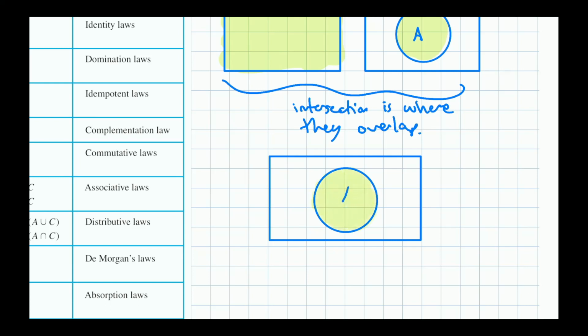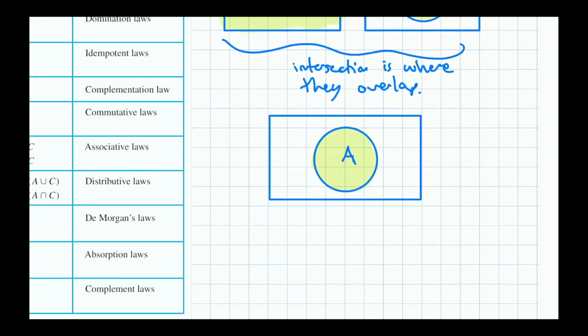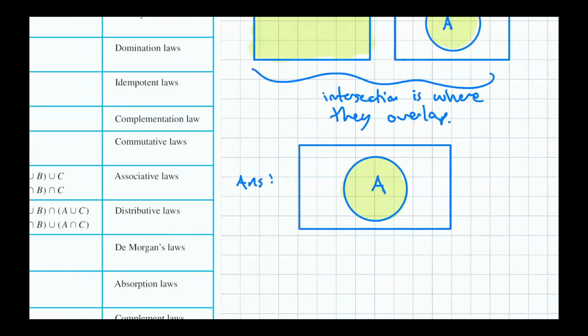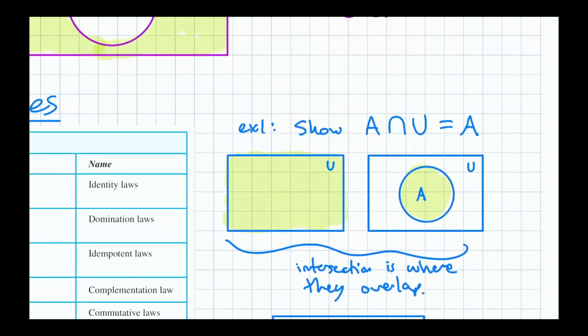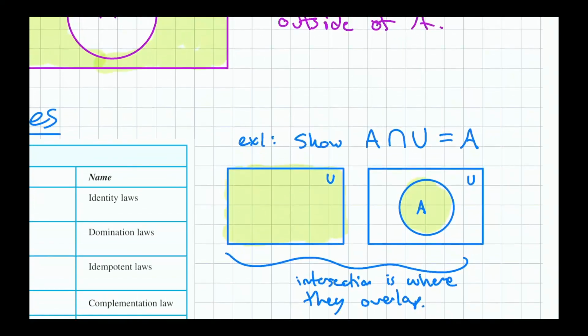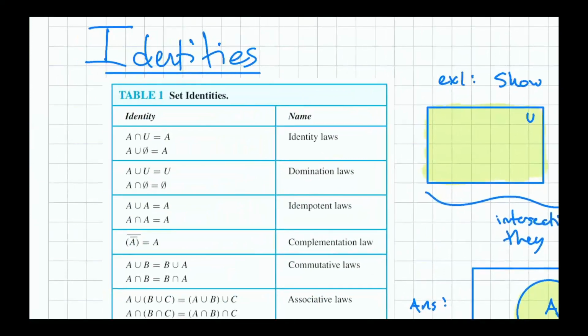So that's going to be what you get, right? So this is your answer. And of course, that's just going to be A. So when you intersect the universe with any set, you just get the same set back. Okay, and then that's that first identity law.